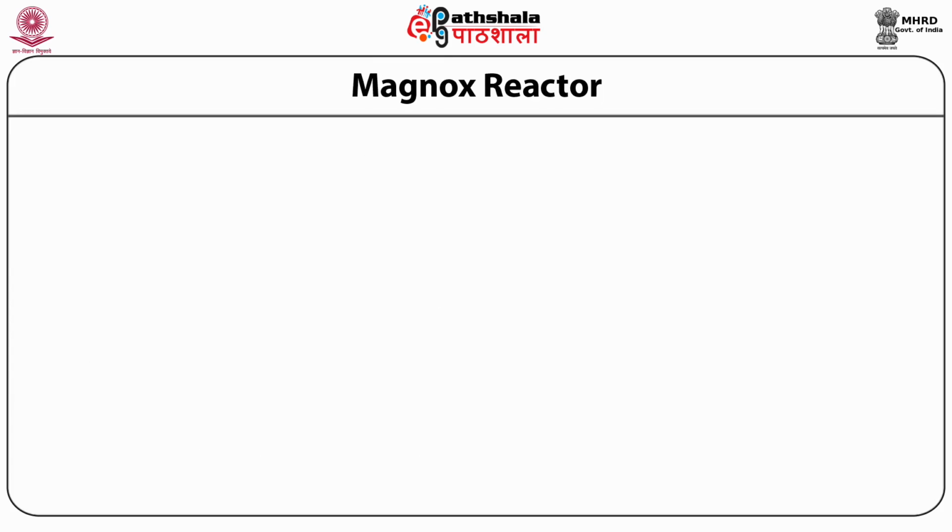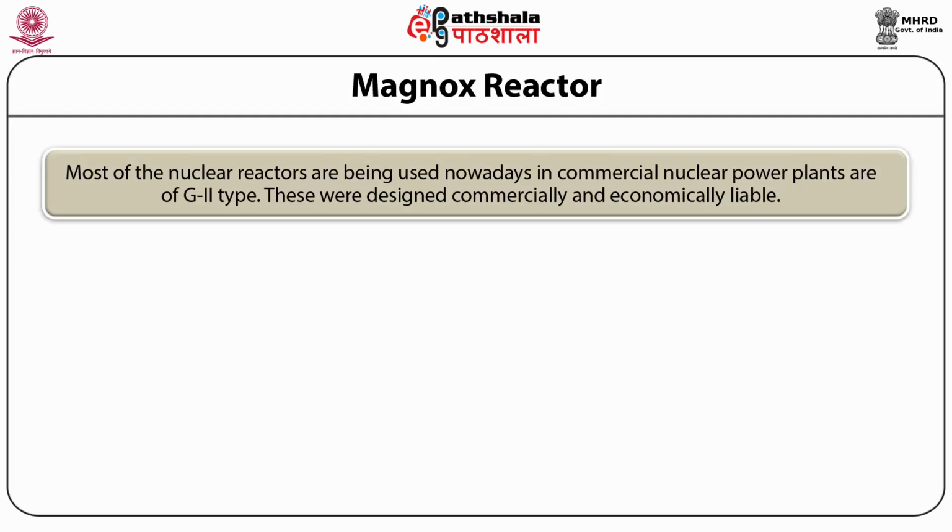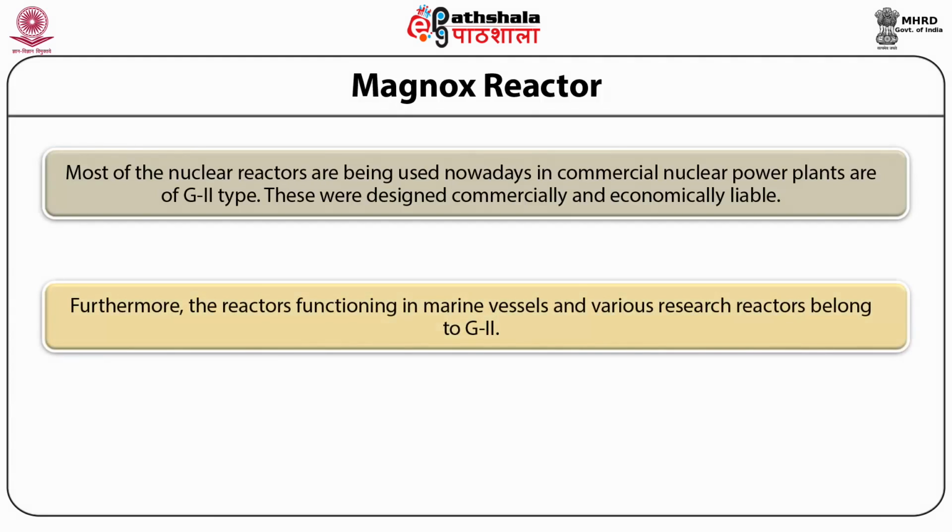Now we will discuss the generation 2 reactors, that is G2 reactors. Most of the nuclear reactors being used nowadays in commercial nuclear power plants are of G2 type. These were designed to be commercially and economically viable. Furthermore, the reactors functioning in marine vessels and various research reactors belong to G2.